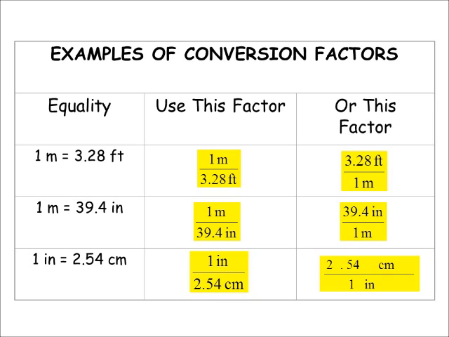Here are some of the conversion factors that are pretty common. For example, 1 meter equals 3.28 feet. 1 meter equals 39.4 inches. 1 inch equals 2.54 centimeters. If we're going from meters to feet, then the way we might array this in something that looks like a fraction that we can use in the factor label method is that 1 meter on the top is equivalent to 3.28 feet on the bottom.